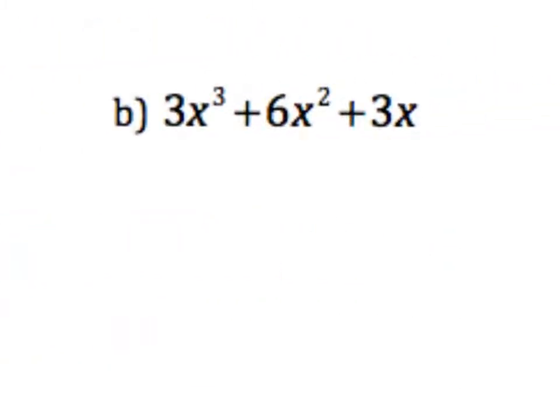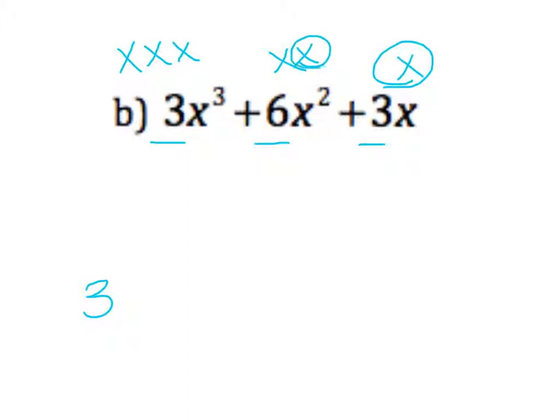Okay, going over to B, looking at the numbers, we have 3, 6, and 3. The smallest number is 3, and 3 goes into 3. 3 also goes into 6, so I know 3 is going to be part of our greatest common factor. Now looking at the x's, the first term has 3, the second term has 2, and the last one has 1. The largest amount that they share is 1. So 1 comes out. Okay, so my greatest common factor was 3x. So I'm going to divide each term by 3x.